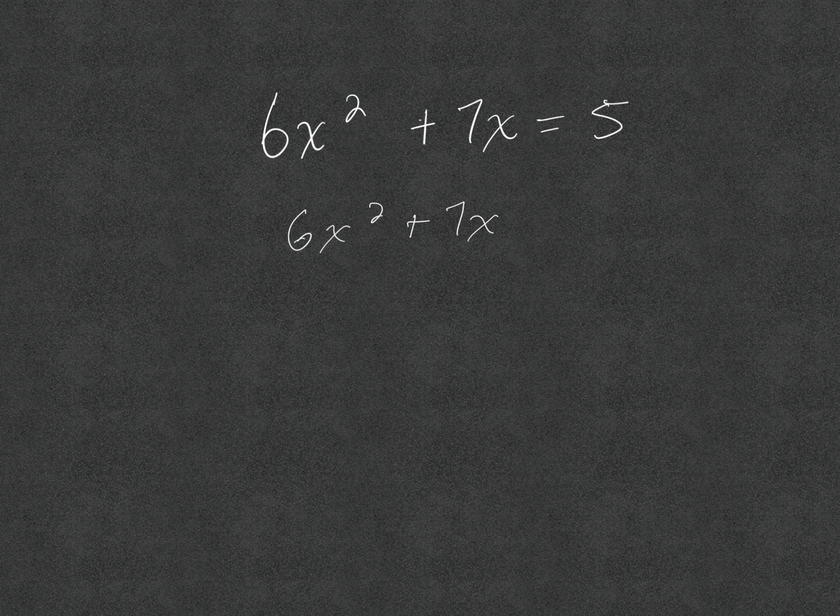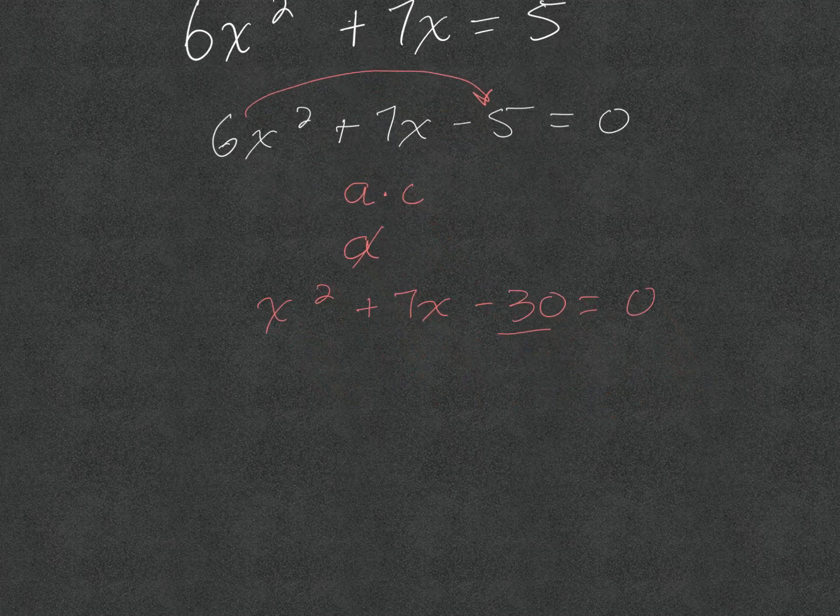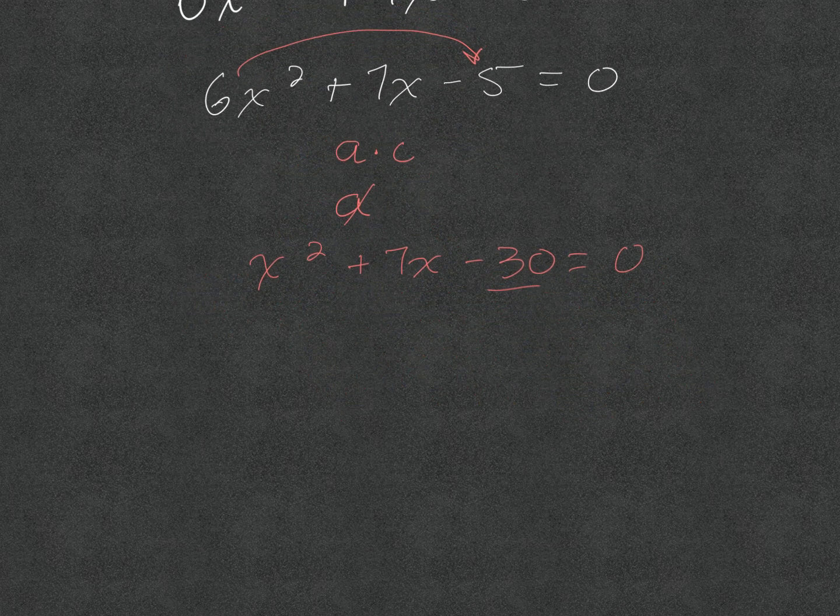6x squared plus 7x minus 5 is equal to 0. Now, my first step in this second method, maybe an easier method, is a times c. Multiply the a times c and get rid of the a. So I'm going to have x squared plus 7x minus 30, because a is 6 and a times negative 5 is negative 30. So now I want to factor, okay?